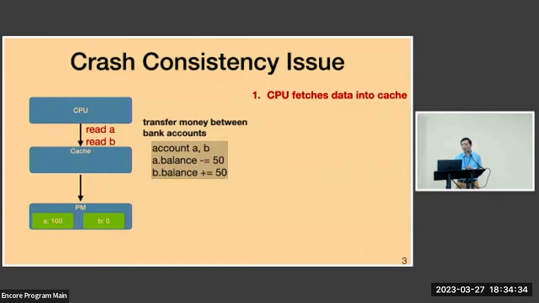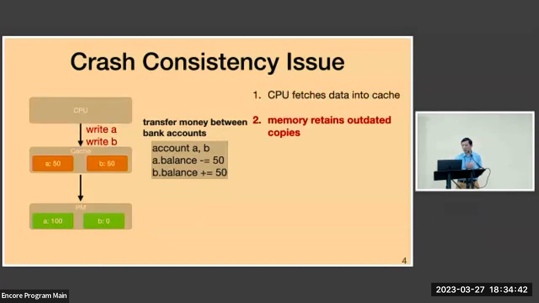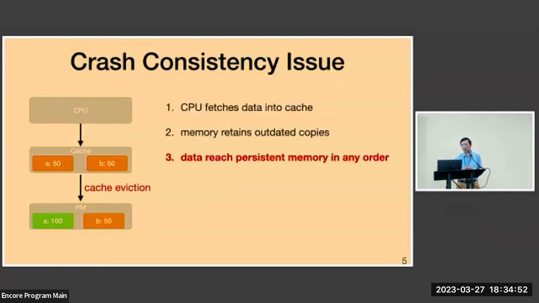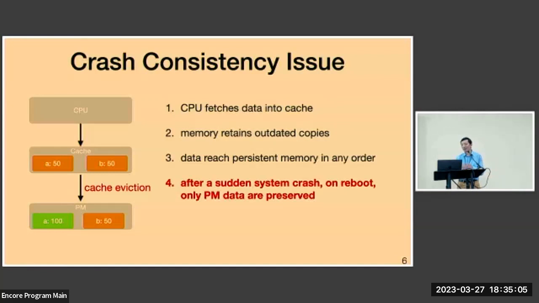Now, the CPU, this code is running on the CPU, fetches data into cache. And then the transfer starts by updating the balance. But everything happens in the cache. Now, suppose at this moment there's a crash. So part of the data already reached the persistent memory, but not all of it. If the system suddenly crashes, then on reboot, the persistent memory would have inconsistent data.